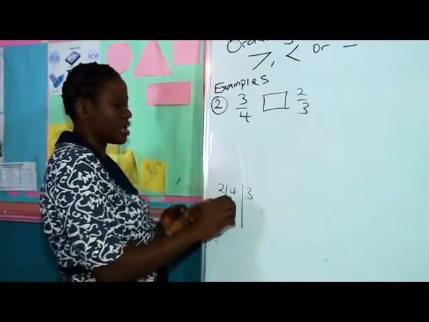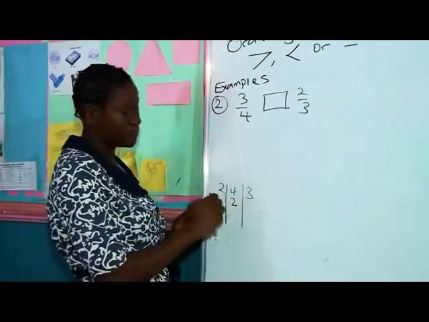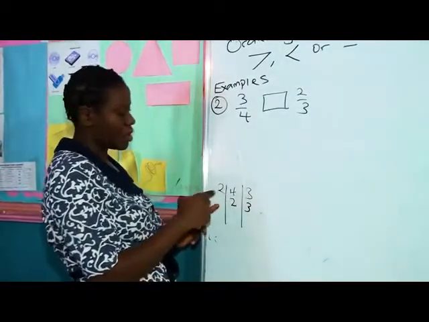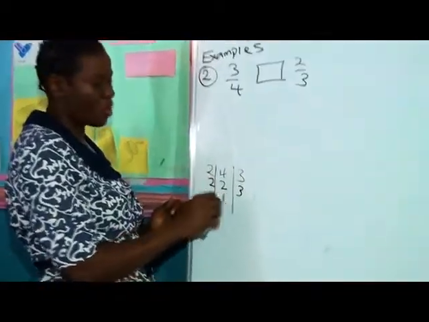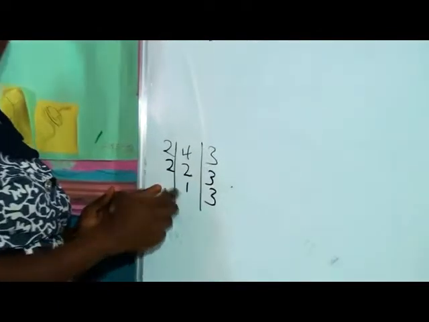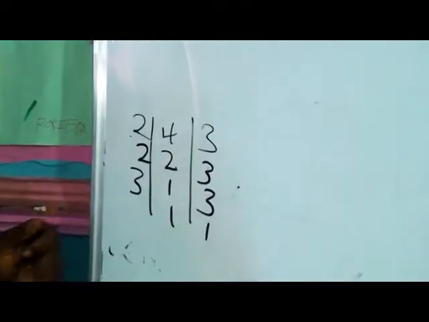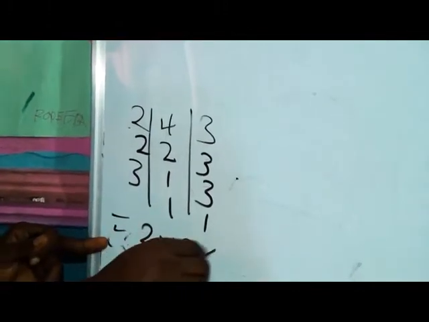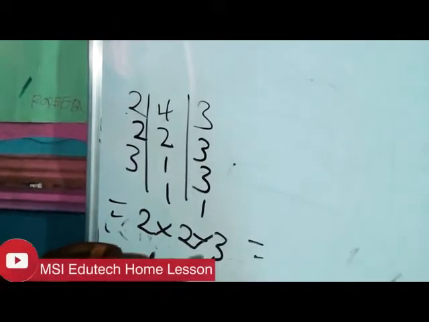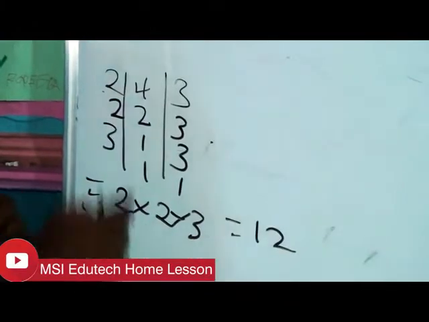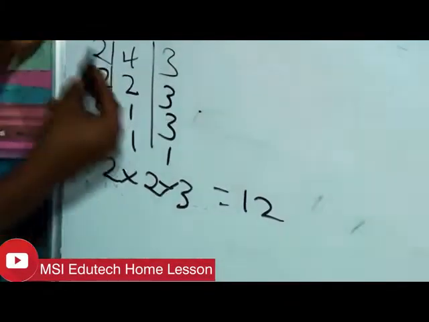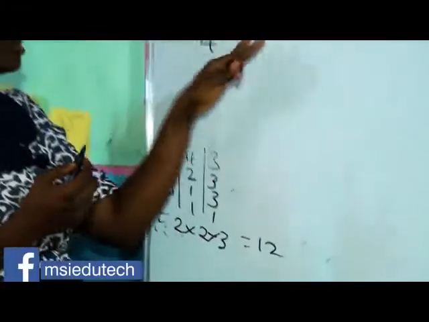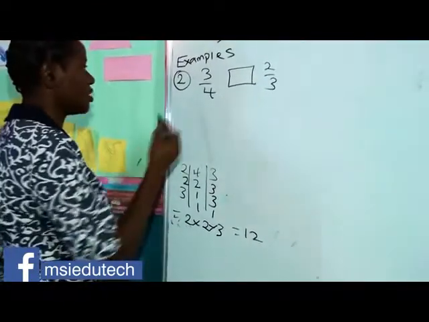What could divide these two? How many 2 can we find in 4? 2. 3. What could divide 2, 1, 3? What would we use now? 3, 1, 1. So the LCM of 4 and 3 is 2 times 2 times 3. 2 times 2 is 4, times 3 is 12. So the LCM of 4 and 3 is 12. So we need to change the denominator into 12.